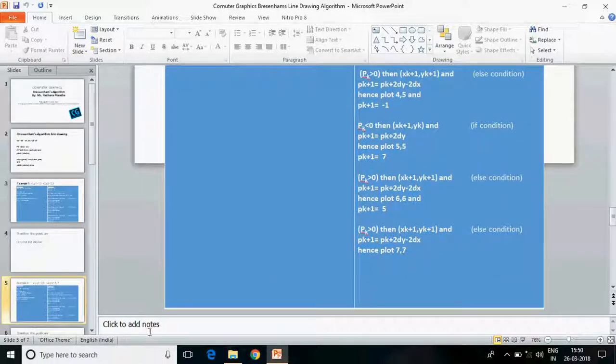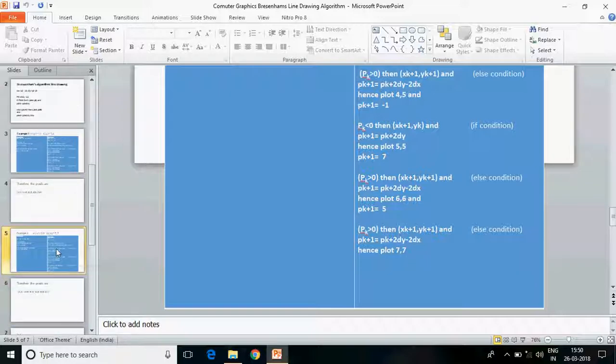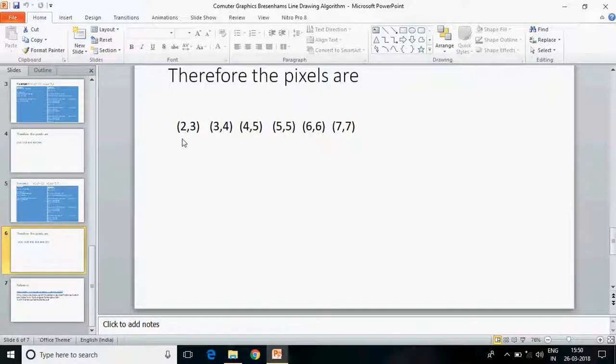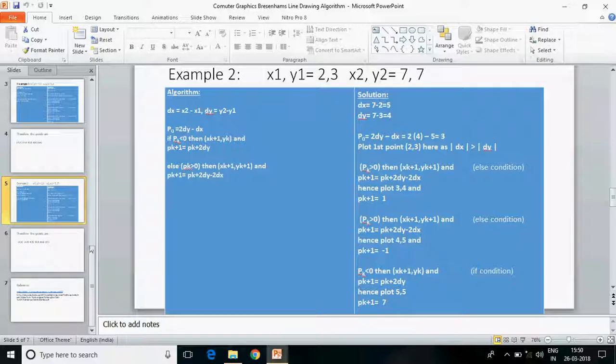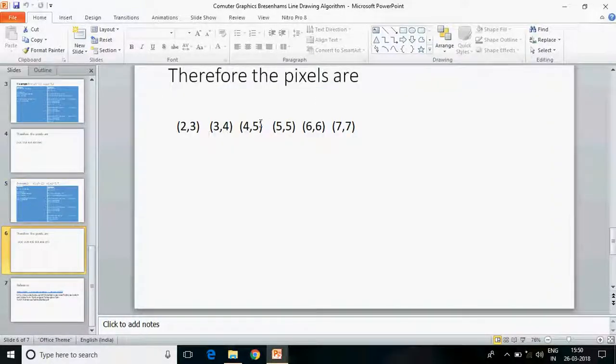And at the end, let us just look at the pixels. We started at 2, 3, and 3, 4, 4, 5, 5, 5, 6, 6, and 7, 7. So these are the pixels that we will be plotting to draw a line from 2, 3 up to 7, 7.